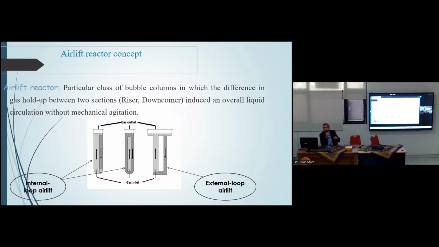So we talk about the airlift concept. What is airlift? It's a particular class of bubble column. We have two compartments: one compartment with gas and liquid, and one other without gas. So we have a difference of density or pressure. So we have induced flow of liquid because of the difference of density between compartments.